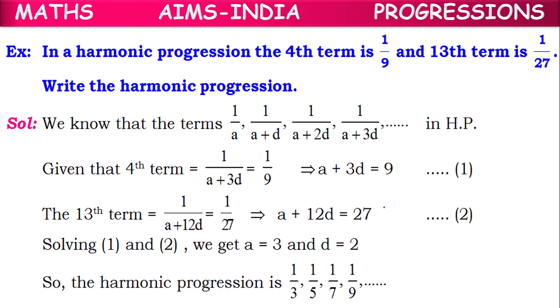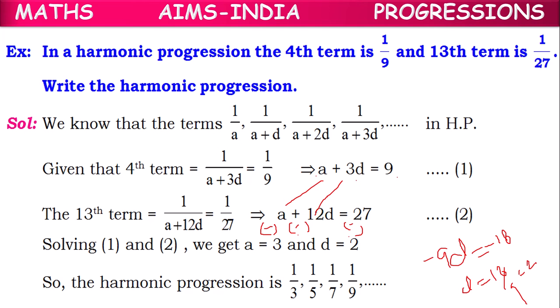So now let's solve these two equations. If we do subtraction, a gets cancelled. 3d minus 12d equals minus 9d, and 9 minus 27 equals minus 18. Minus minus cancel, d equals 18 by 9, so d equals 2. If we solve equations 1 and 2, we will get d value 2.